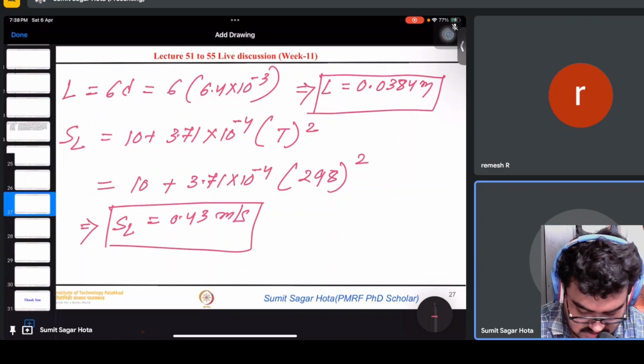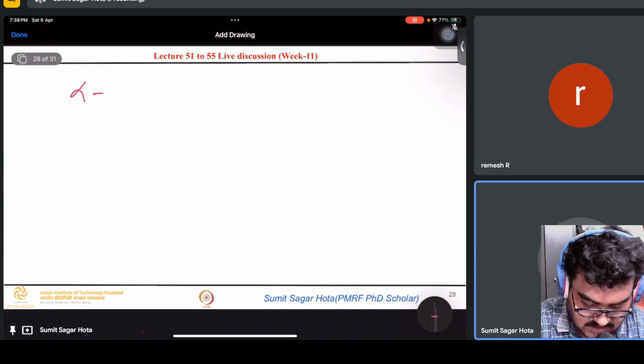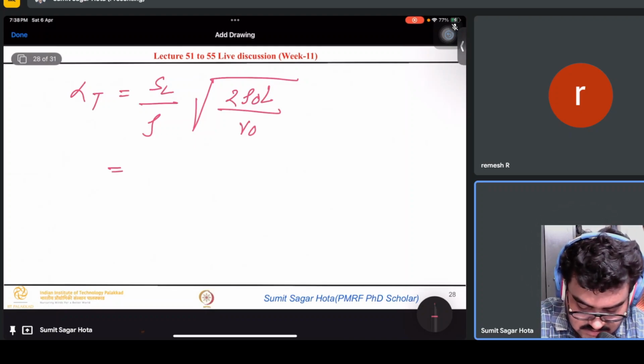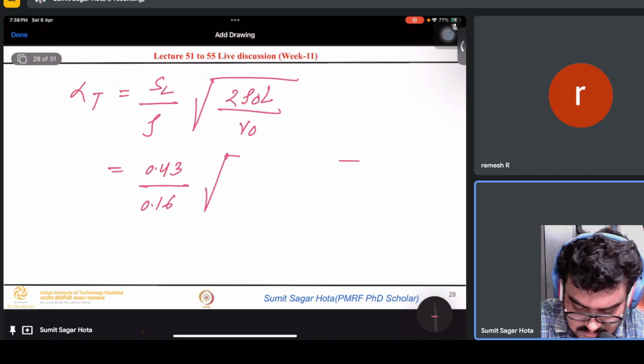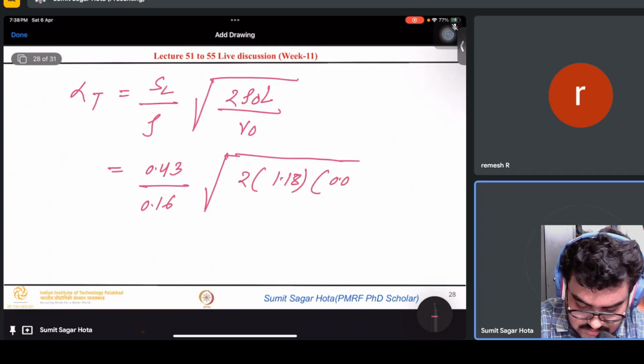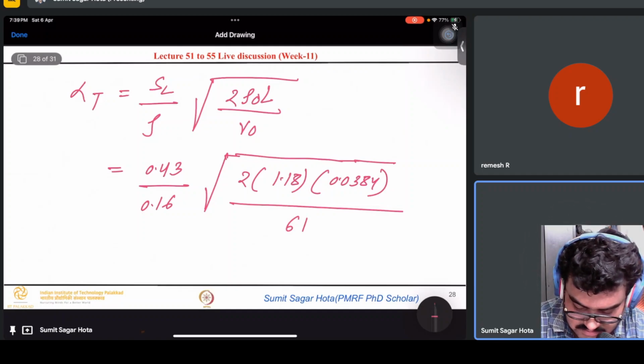So now you have to find out what alpha T. Alpha T is equal to L by rho, 2 into rho naught L by V naught, so 0.43 by 0.16, 2 into 1.18 into 0.03 by forward speed 61 meter per second, is equal to 40 meter square per second, for the 2200 case.